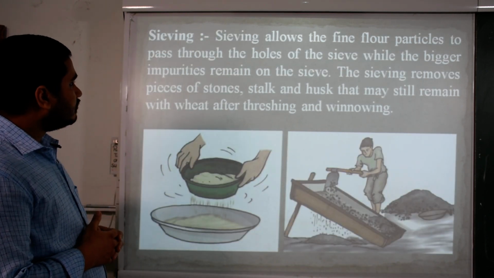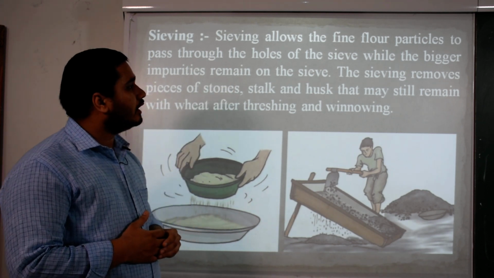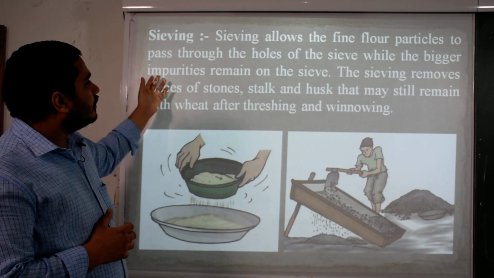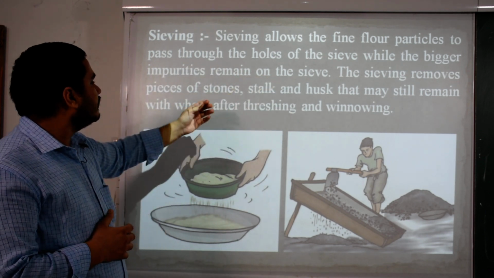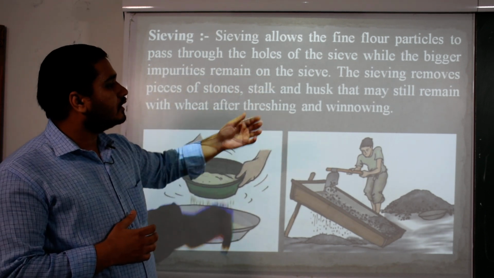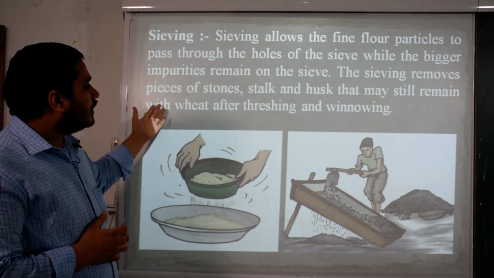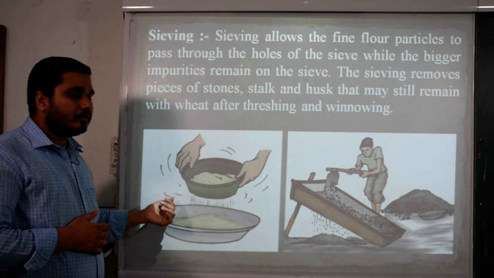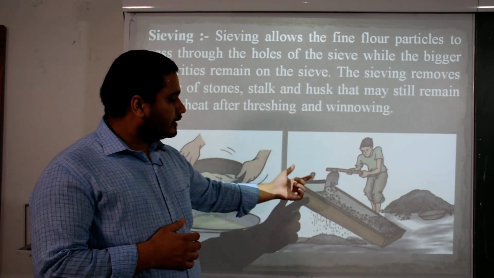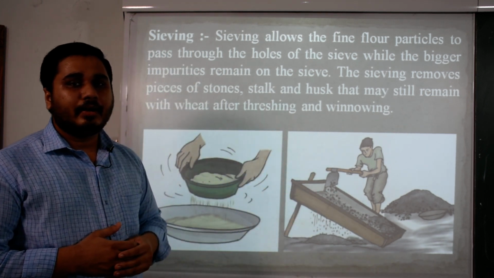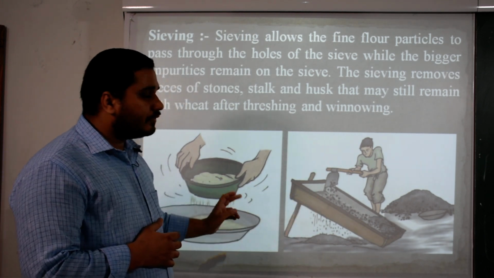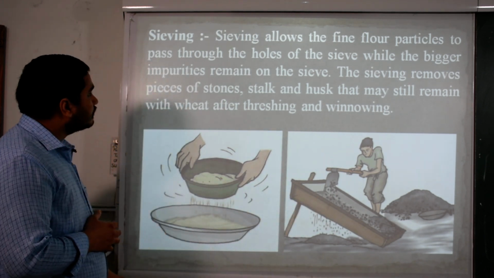Then sieving. Sieving allows the fine flour particles to pass through the holes of the sieve while the bigger impurities remain on the sieve. Sieving removes pieces of stones, stalks and husks that may still remain with wheat after threshing and winnowing. This process is done in your kitchen by your mom, and also where building construction is going on. So both of these work as the sieving process.